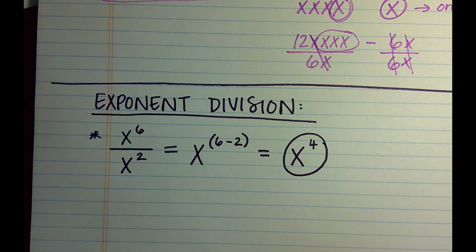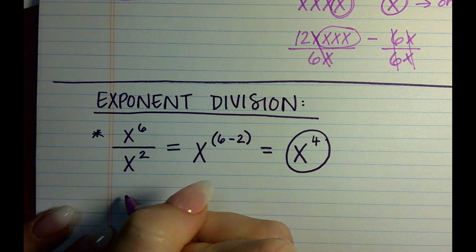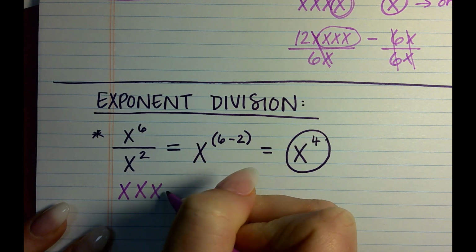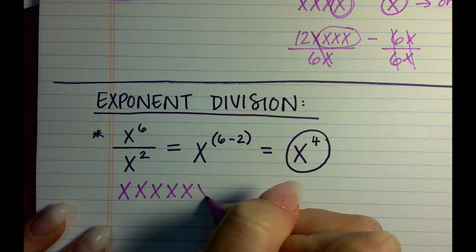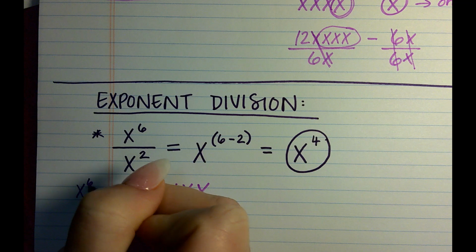Now, if thinking of it as subtraction is blowing your mind a little bit and it feels uncomfortable, don't forget you can also do it this way. Let me get a different color out. X to the sixth power is the same thing as 1, 2, 3, 4, 5, 6. So I'm going to write this out.